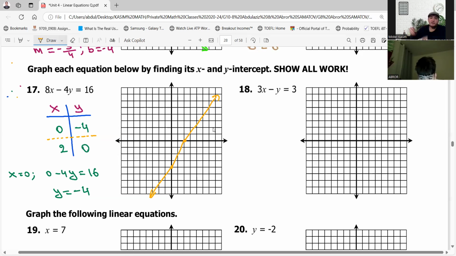Abror, now do question 18 and tell me what is the x-intercept and y-intercept in a similar way. Draw a table. At the top of the first column write X, and in the second column write Y, and also put zeros. Solve this equation when X equals 0 and when Y is equal to 0. Come on.